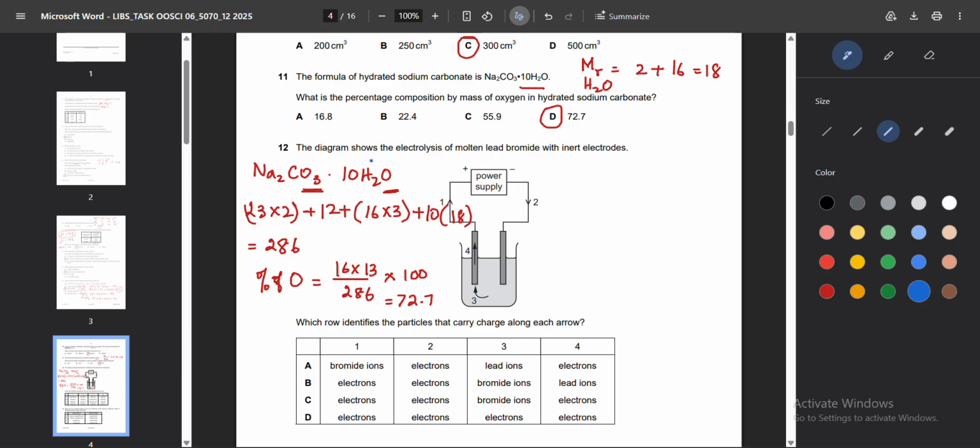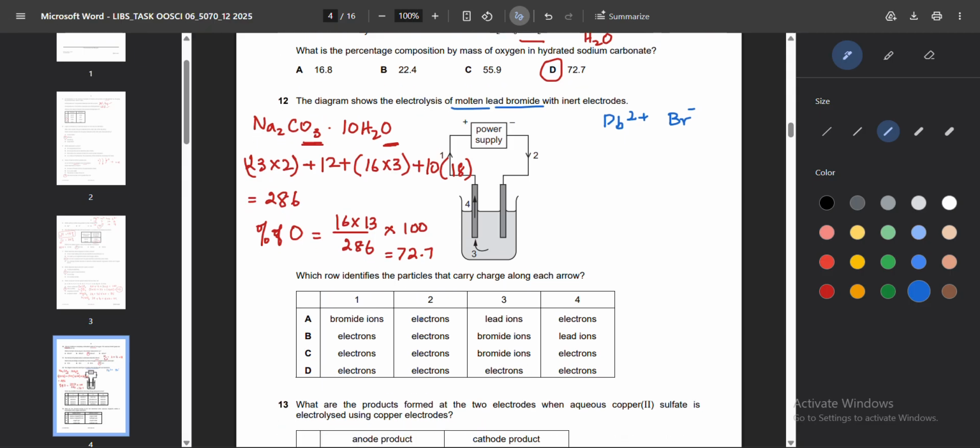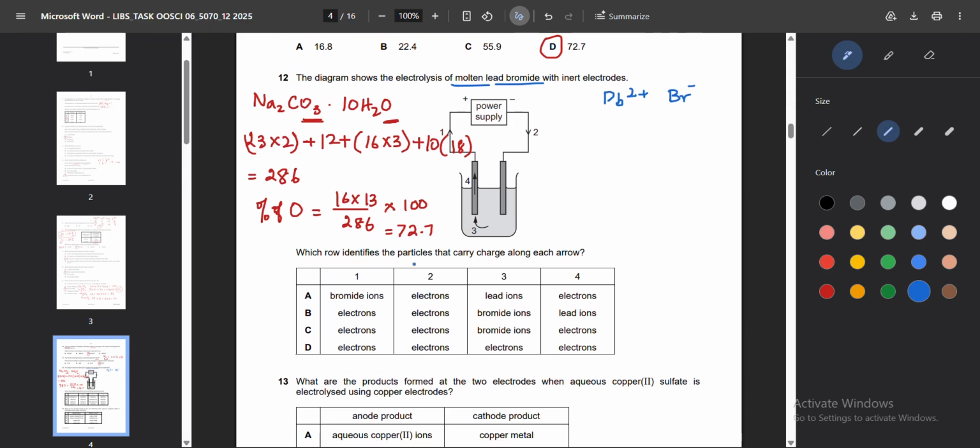Now the next question is that the diagram shows the electrolysis of molten lead bromide. So it is lead bromide. Lead bromide will ionize to form lead ions and bromide ions, alright, with inert electrodes. So which row identifies the particles that carry charge along each arrow? Okay, so in 1 and 2 it is the electrons. These are the electrons which travel through the wire. So 1 and 2 represents the electrons.